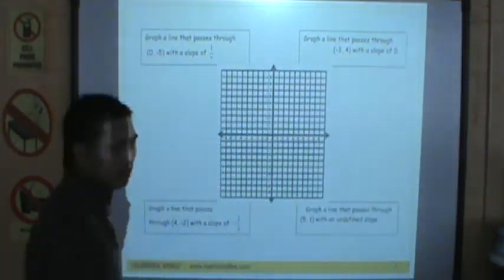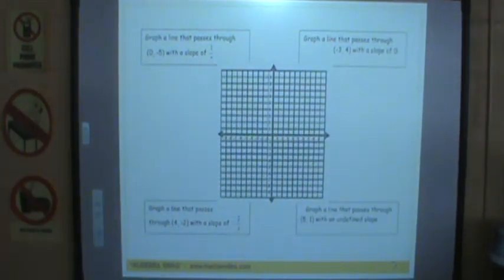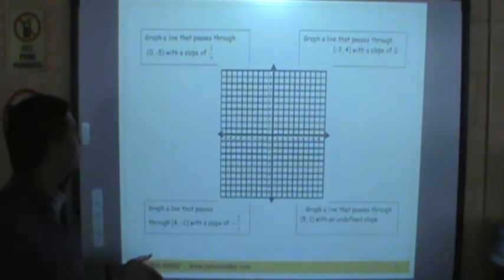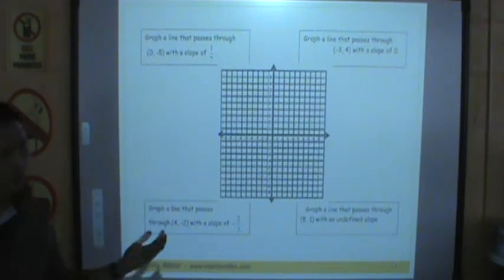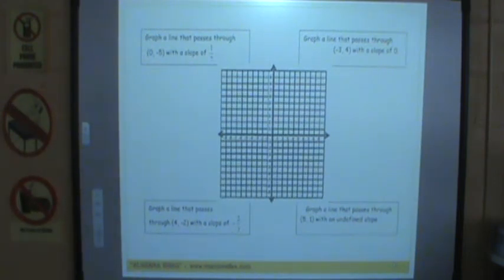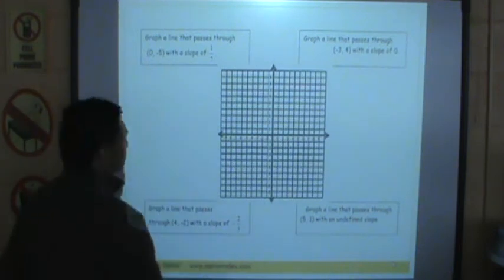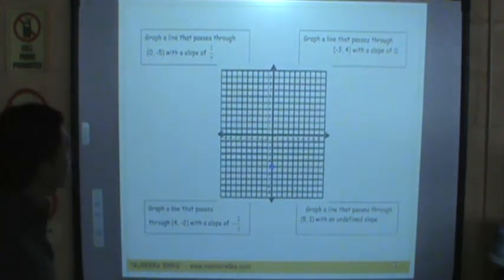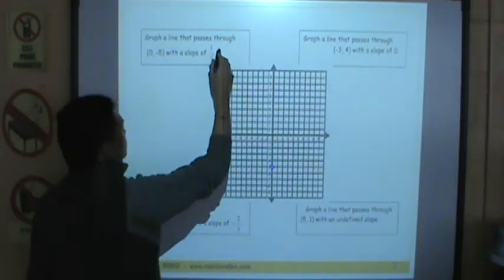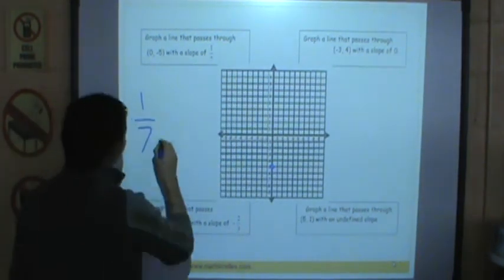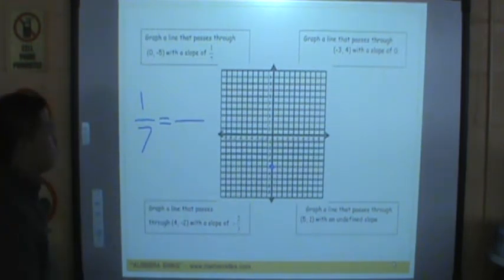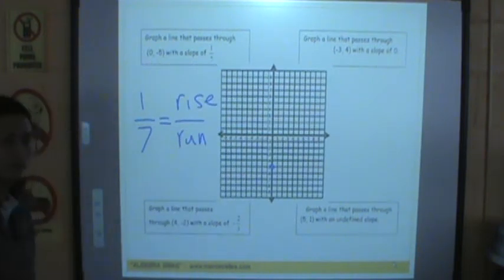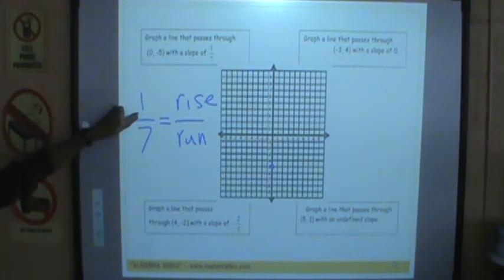Okay, now, given a point and a slope, all you have to do is to just graph it. Let's start with 0, negative 5. 0, negative 5 is along the negative y-axis. Because my slope is 1 over 7, you gotta remember, 1 over 7 is your slope, which is a rise over run. You go up 1 time, you go to the right 7 times.